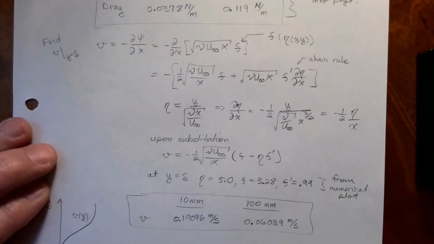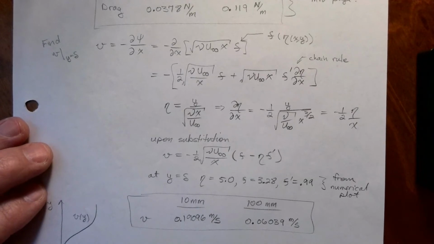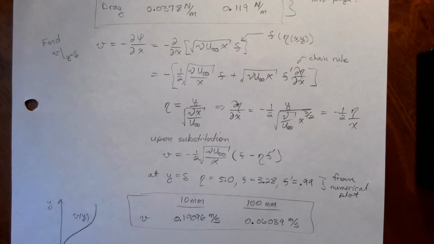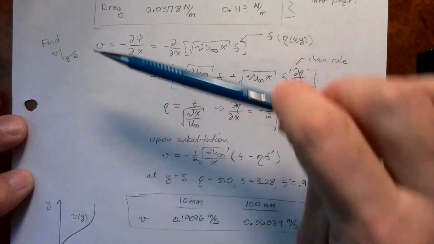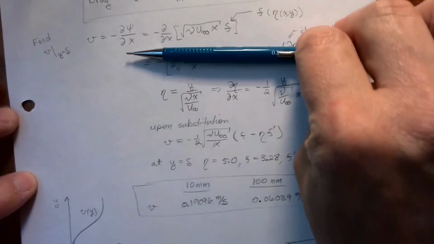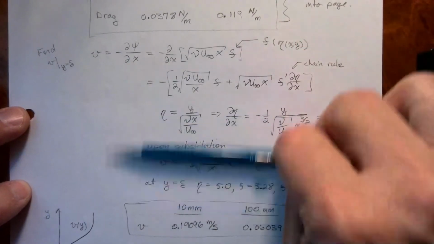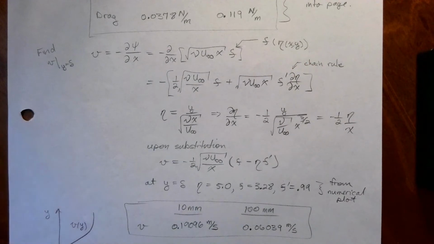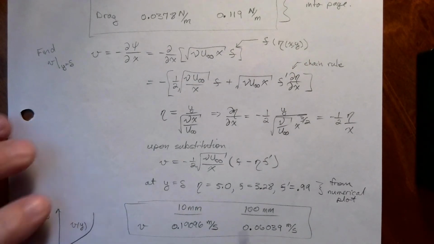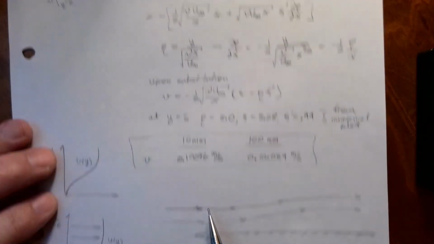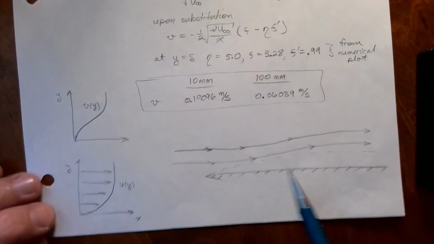The rest of this on this page, you can ignore unless you're really interested and want to get into it. All this stuff comes from Blasius's solution and his analytical work to come up with a solution for v, which is the vertical component of velocity, not the horizontal component.